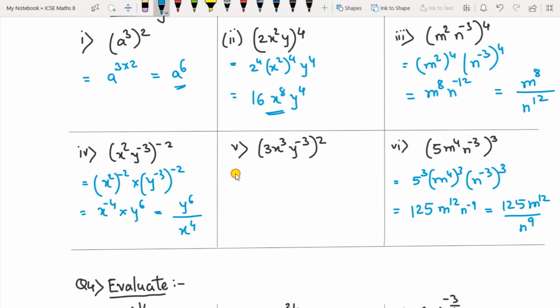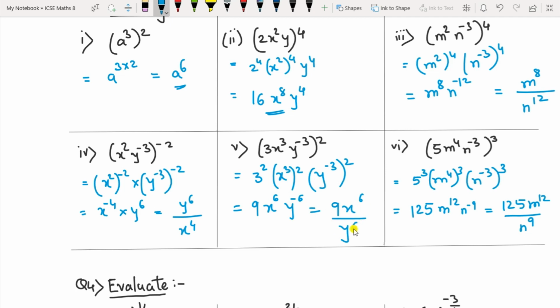So again this one here, 3 square x cube and square, y raised to minus 3 and square. So 3 square is 9, x raised to 3 2s is 6 and y raised to 3 2s is 6, but it is minus. So here you have to write it as 9 x raised to 6 and y raised to 6.